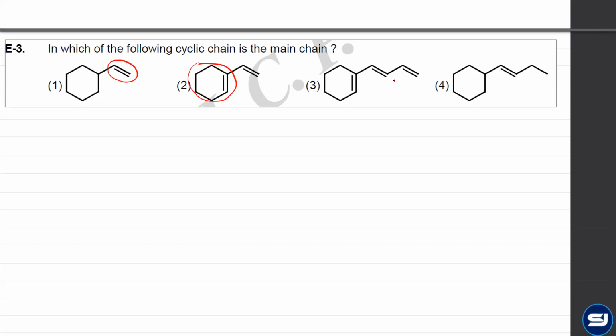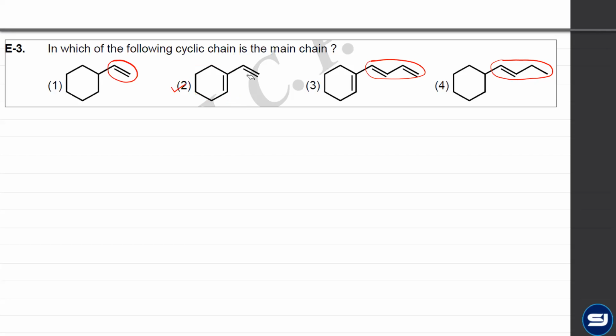Next, straight chain, because there are two double bonds. And last, the acyclic, again with the presence of a double bond. So in only one option the cyclic becomes the main chain, and that's why the answer is 2.